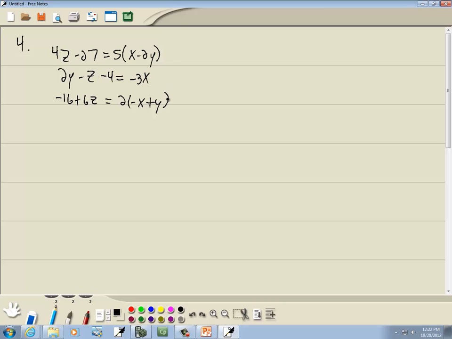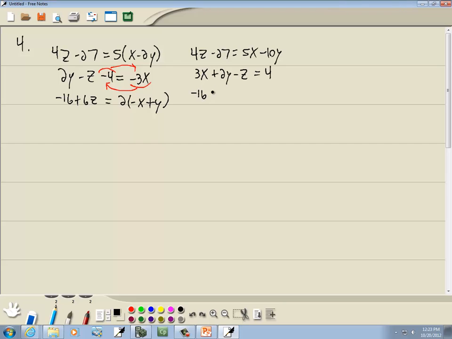Double checking everything here. Okay. Well, first thing is we need to get rid of all the parentheses, get everything with a variable on one side and numbers on the right side. So let's see, I got 4z minus 27 equals 5 times x is 5x, 5 times negative 2y is negative 10y. And actually, let me go ahead and rearrange that second equation. We'll take the negative 3x to the left side and negative 4 to the right side. So we'll get 3x plus 2y minus z is equal to positive 4.